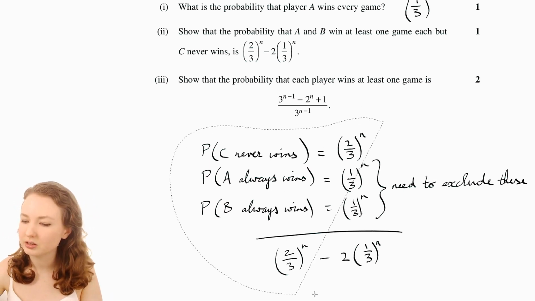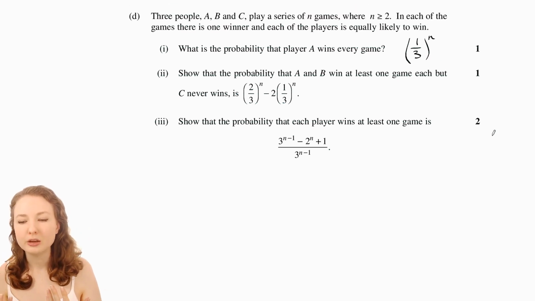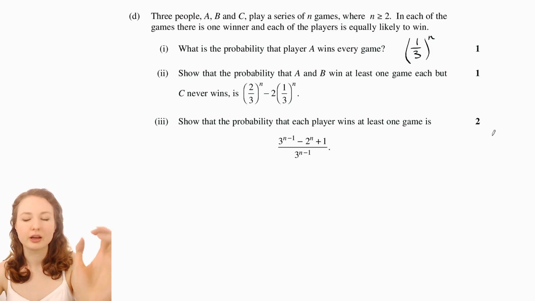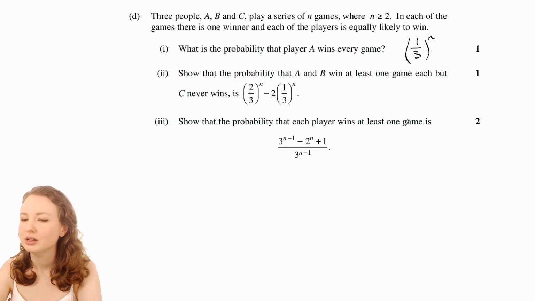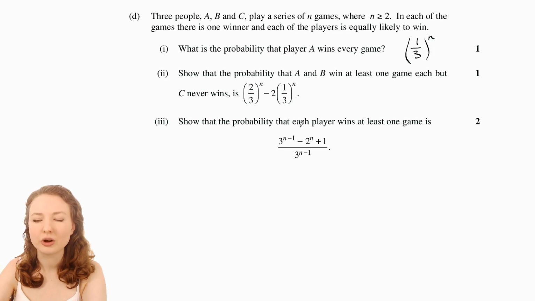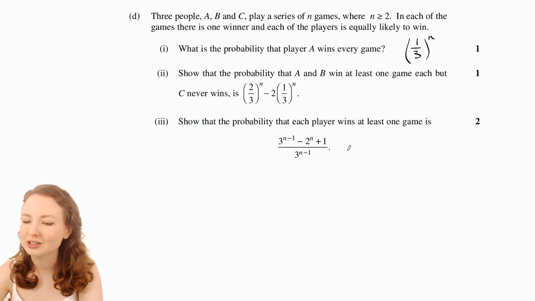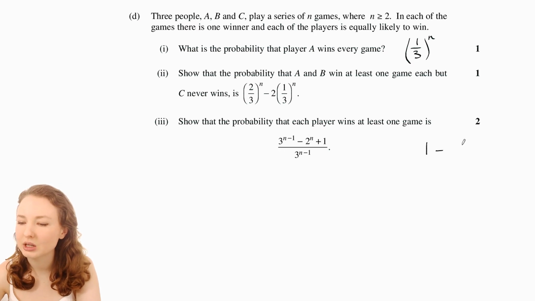Let me just clear this to make some space. For part 3, if you just had a complete mental blank about how you could work out the probability that each player wins at least one game, what you can do is work backwards from this and reverse engineer it and try to figure out how one might come to that. So in your rough working, you could try expanding this, and that makes 1 minus 2 to the n on 3 to the n minus 1, plus 1 on 3 to the n minus 1.